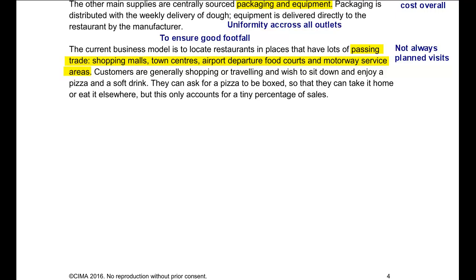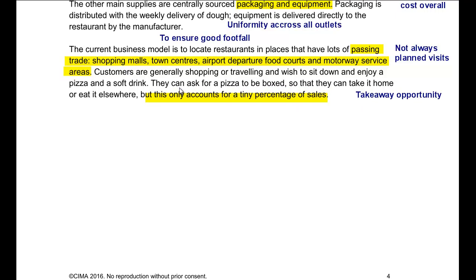And this of course can be combated by having more visibility on media such as television and in magazines, where people are actually deciding to go out to go and visit a Pizzatime restaurant. And another thing that they do here is that you can have the pizza boxed and you can take it away with you. So there's a takeaway opportunity here, which they only see at the moment as being a tiny percentage of sales. But there is perhaps a lot of scope for growth there.